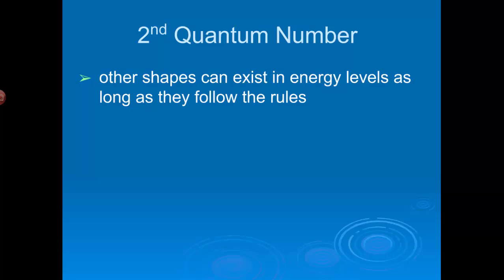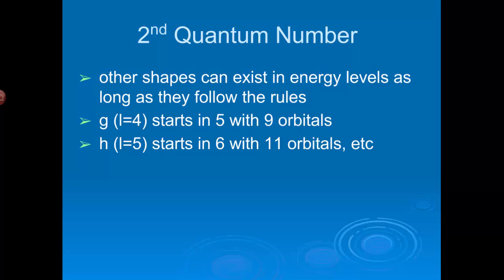As we get higher in energy, there will be other shapes. The Schrodinger's wave equation, you solve the wave function and you graph it and you get the shape. As long as you follow the rules, you'll get other shapes. So there would be G orbitals, for example. There would be 9 of them, and they would start at n equals 5 if you had electrons that had enough energy to be in there. Same thing with H orbitals. There would be 11 of them, and they would start at n equals 6.